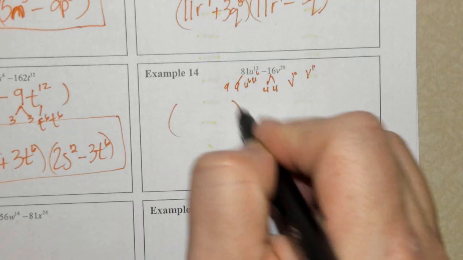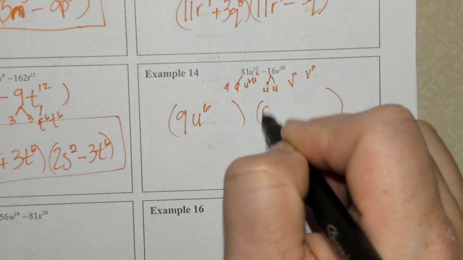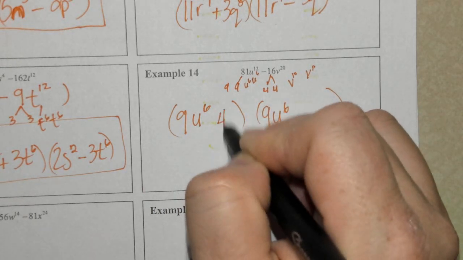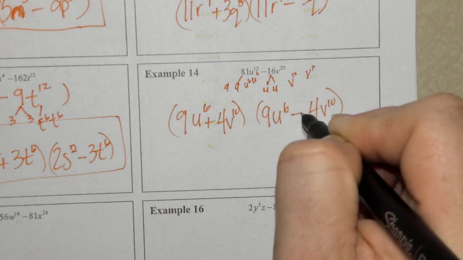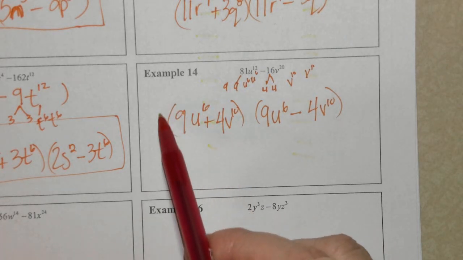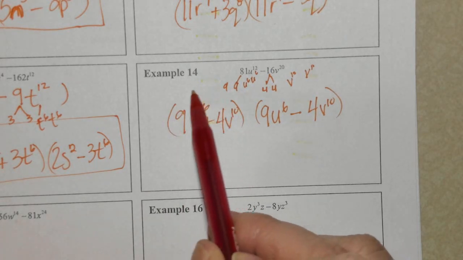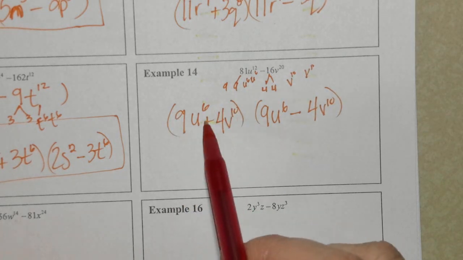Okay, here we go. 9u to the 6th, 4v to the 10th, one positive and one negative. Most students believe that this is the correct answer, but it's not done. This particular part of the problem all lies up here. I can't go any further with it because this is a plus sign.